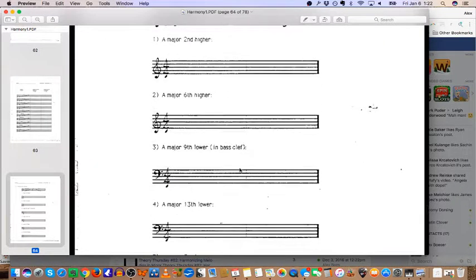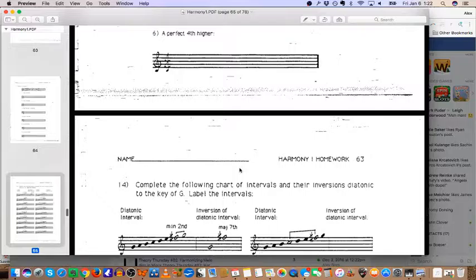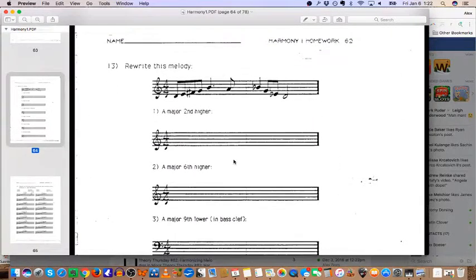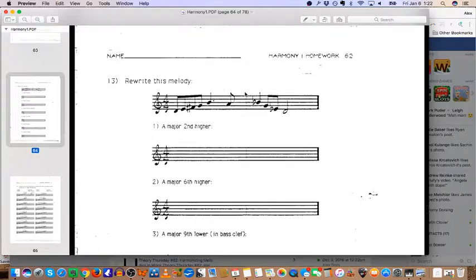So here they have one melody, and they want you to rewrite it higher and lower, and they just say like a major second higher. If you write this melody major second higher, each of these notes is going to be a major second higher, right? So you just got to apply that major second to each one of these notes and maintain the rhythm, and you should be good.